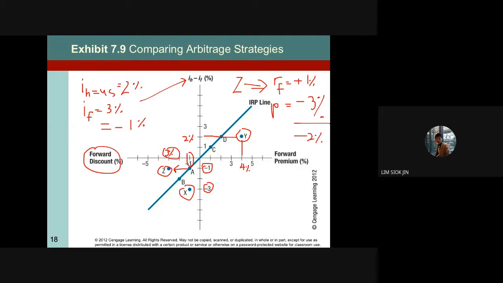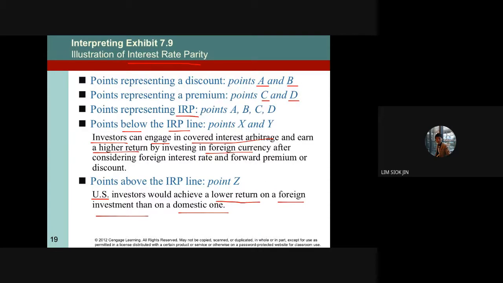But for whatever is under the line, if you see Y, means what? Y is IH minus IF is 2%, means IH probably is 4%, IF equals maybe 2%. Okay, so you get IH minus IF of 2%. But the forward premium is 4%. Okay, premium 4%. So what it means, investor can engage in covered interest arbitrage and gain a higher return by investing in foreign currency after considering foreign interest rate and forward premium or discount.